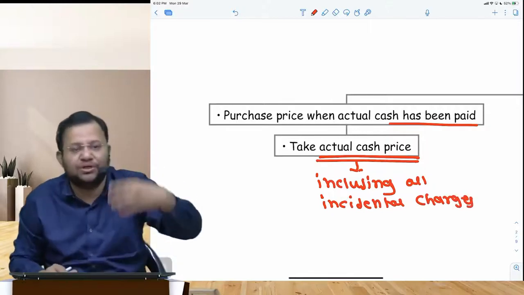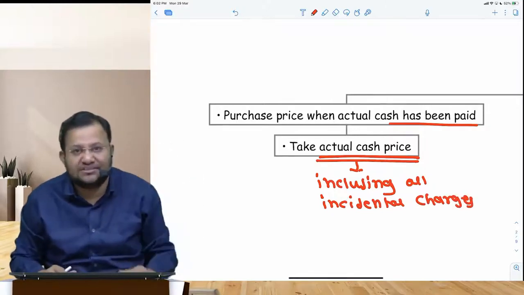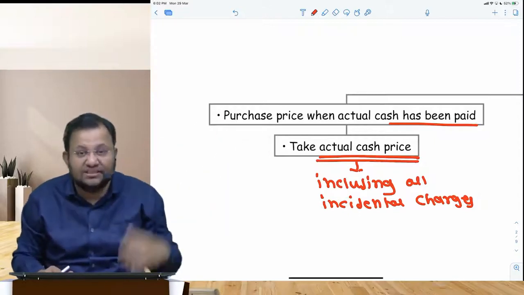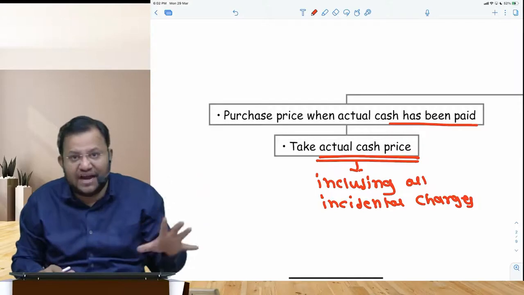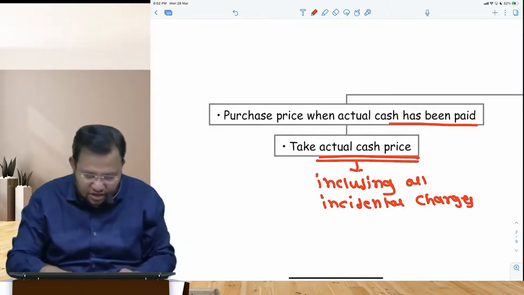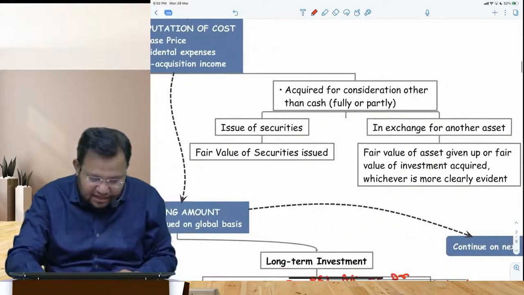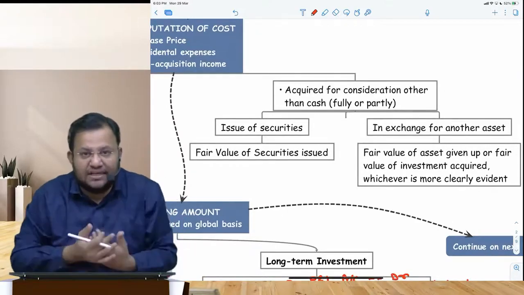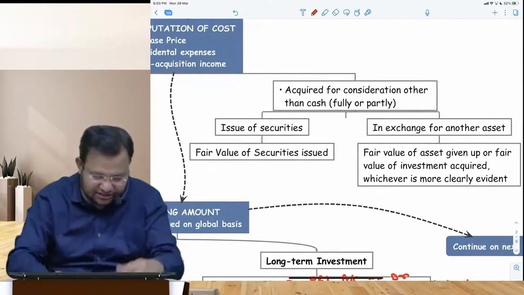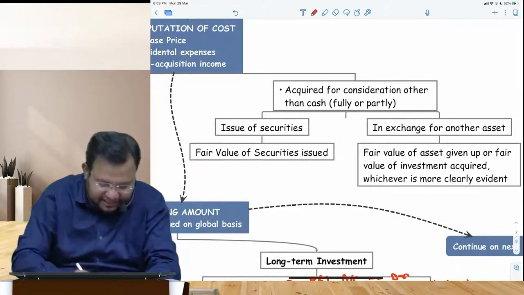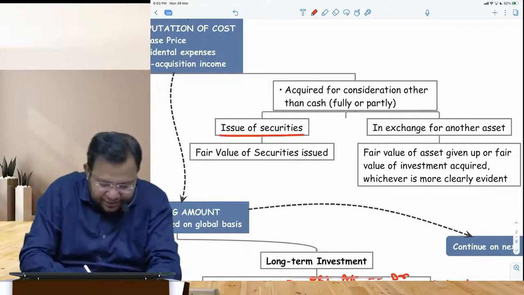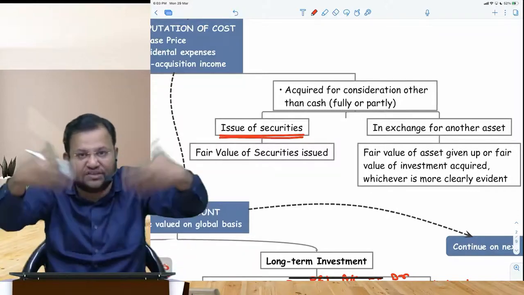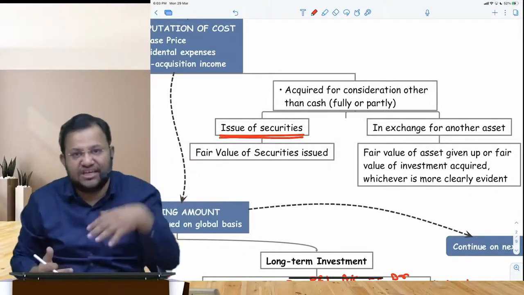So stamp duty, brokerage, securities transaction tax, stock exchange turnover fees, GST on that, all of that shall become part of your cost. But if you have done a barter exchange, you have got an investment in exchange for something else, then the right hand side applies. You issued the security and then you made an investment. You issued shares of your company and you got shares of some other company.